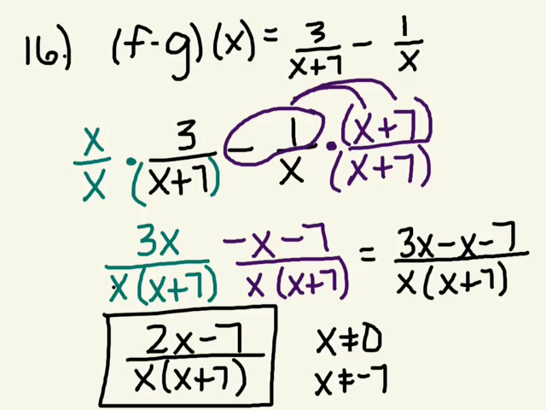The most important thing here is just finding the common denominator and distributing that negative through everything that you're doing there. Those are the two most important things.